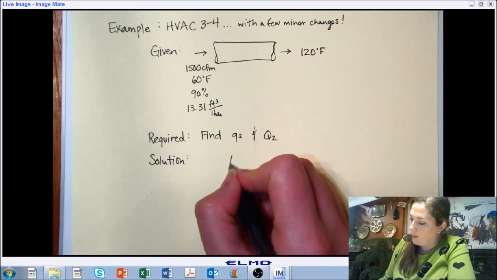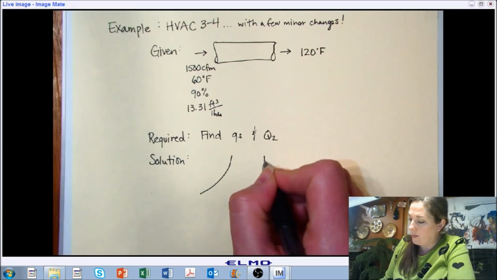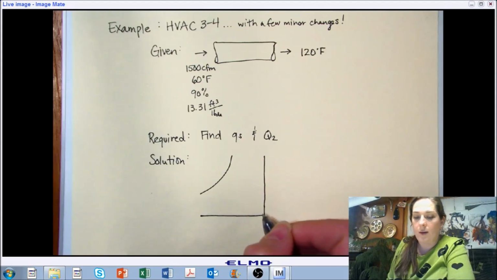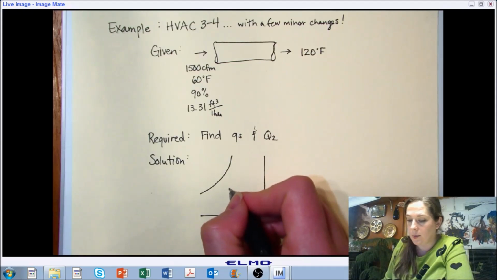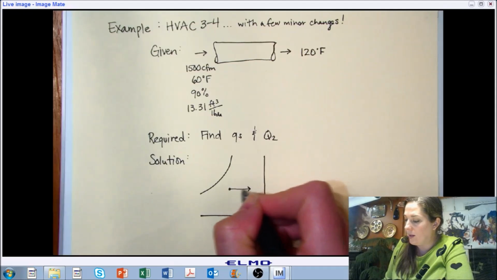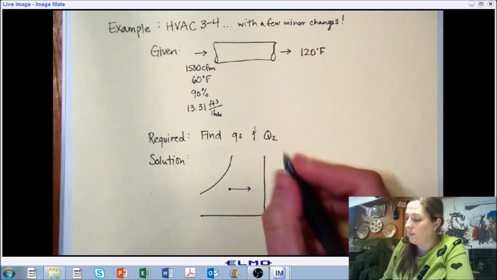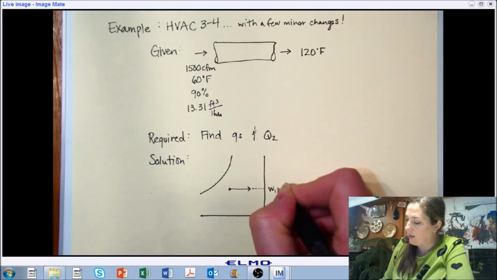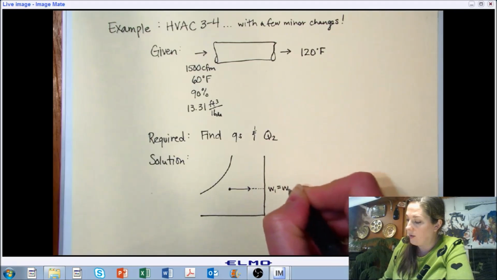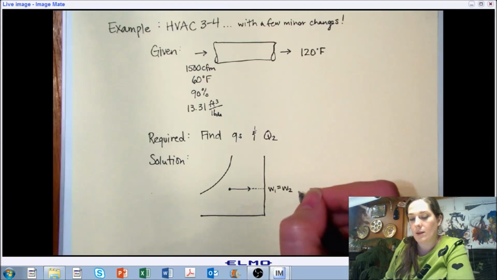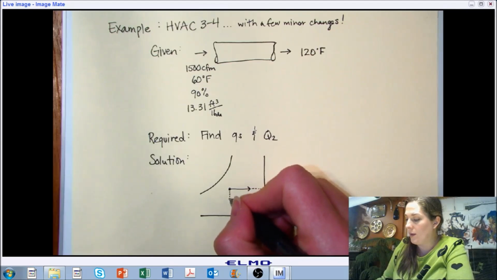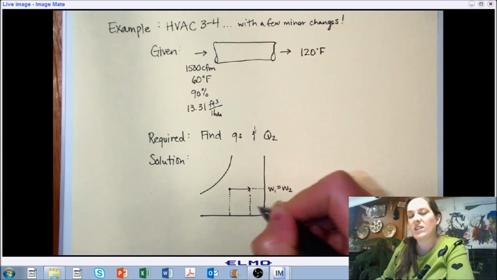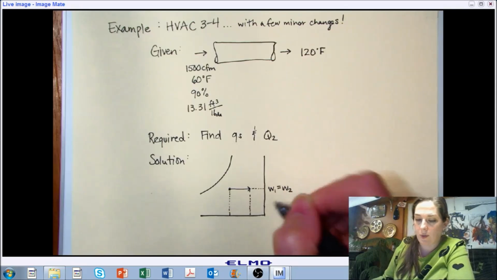Okay, so like I said, I almost always start with a little sketch of my process. And again, you don't need a psychrometric chart just to sketch it. You need it if you want to pull some of the properties off of the chart, but just to understand and demonstrate that you understand the process you're working with, you can sketch that on just a basic stick figure of a psychrometric chart, if you will.